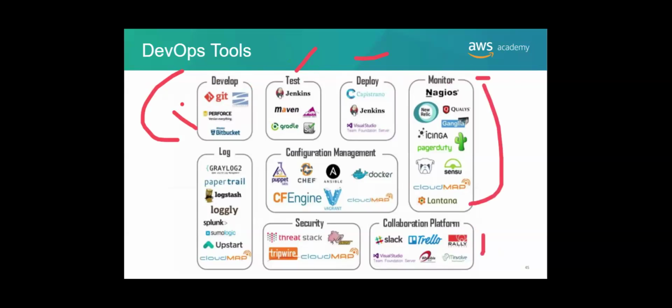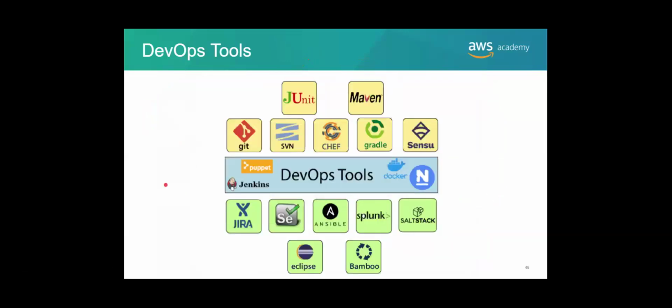Next, the collaboration platform: how to collaborate with all these things, we can use this one. For security purposes, we have Tripwire, Cloud Map, and all those things. Graylog is also there. So all those things are not necessary, but whatever companies are using, they just mention it. Same thing here: Ansible, Eclipse, Bamboo. These are all interfaces. Jira again is a planning phase tool.